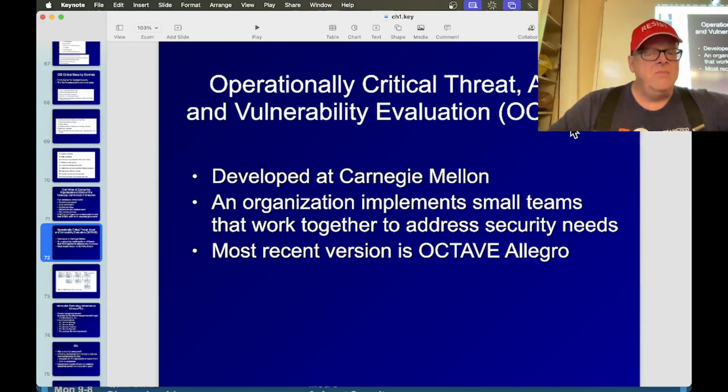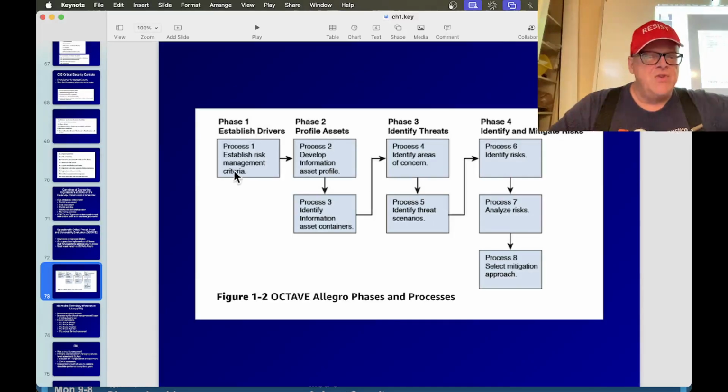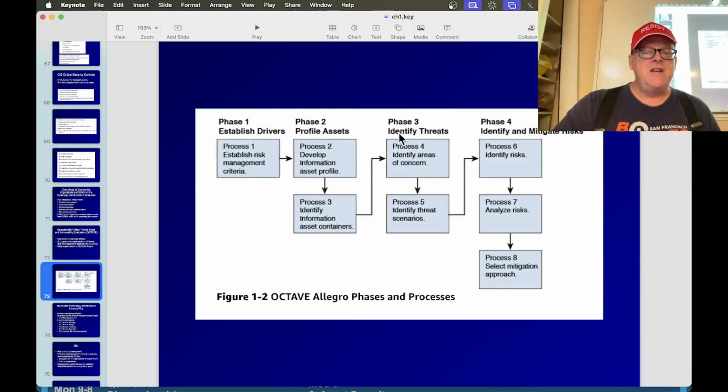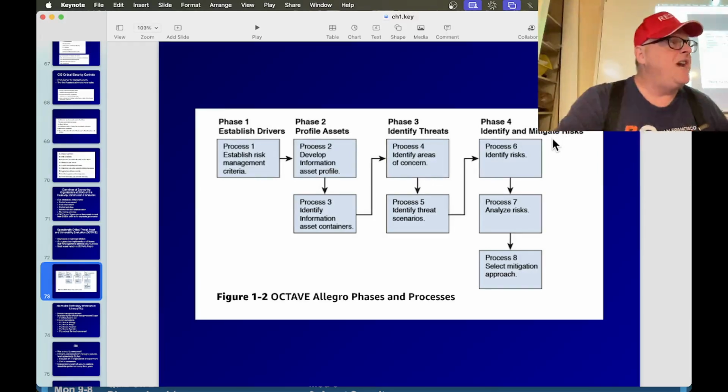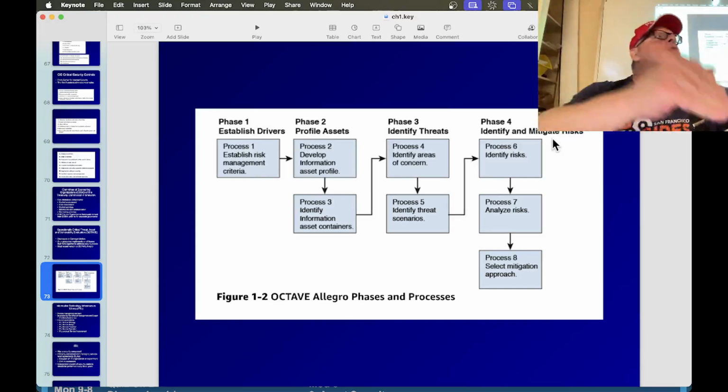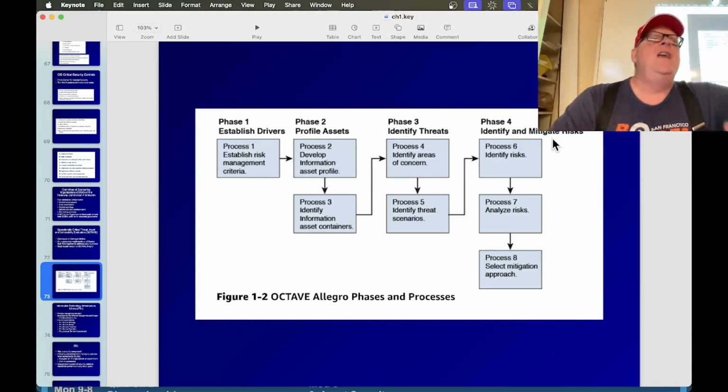And then there's Octave, which came from Carnegie Mellon, and this implements small teams to address security needs. And it looks like this. You establish drivers, risk management criteria, then you profile your assets, you identify threats, and then you identify and mitigate risks. They're all like this. You somehow list your assets you're trying to protect, you list the threats, which are bad things that could happen, and then you try to lower those risks down to an acceptable level. And no risk ever goes to zero. Like I mentioned, there's no such thing as perfect security. It's just an adjustment, balancing, judgment call.